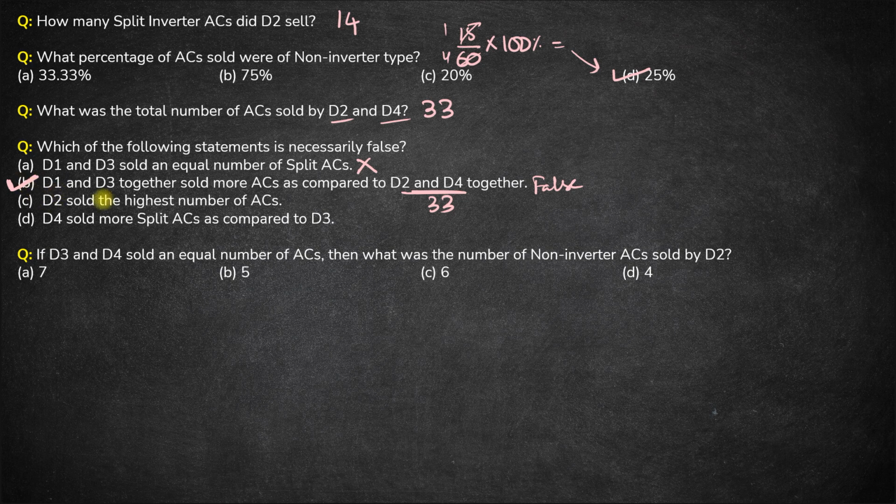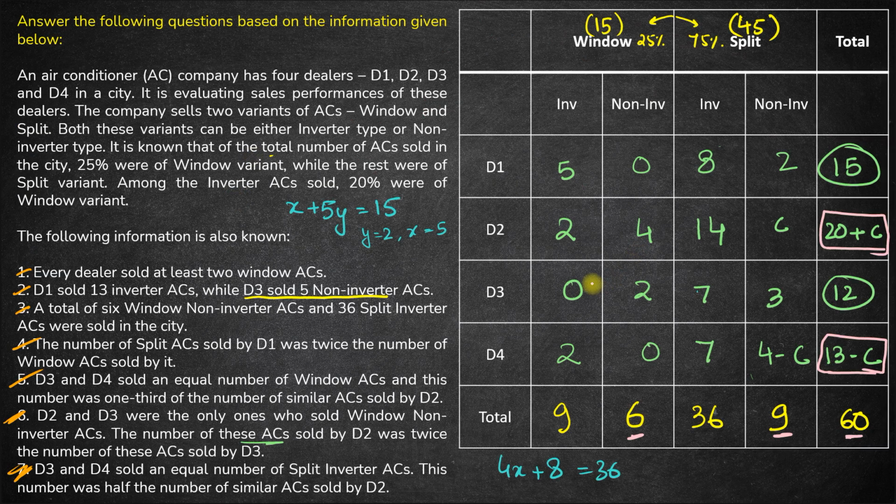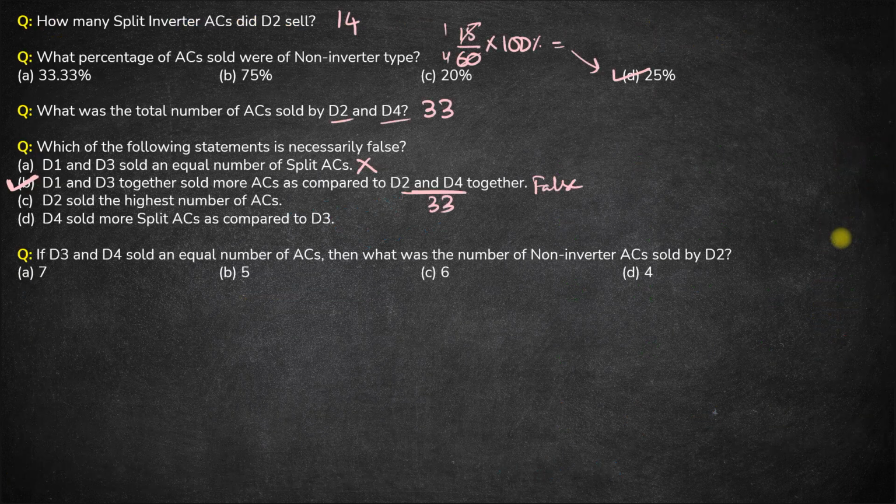Even if you want to check for C and D, D2 sold the highest number of ACs. Is this definitely false? Now D2 sold 20 plus C ACs, which is definitely going to be the highest. Since this is 20 plus C, the least value of C is 0. So the least number of ACs sold by D2 is 20, and no one else can sell more than 20 ACs. So the highest number of ACs is sold by D2. So this is true, so this cannot be false. This is also true, so this cannot be false.